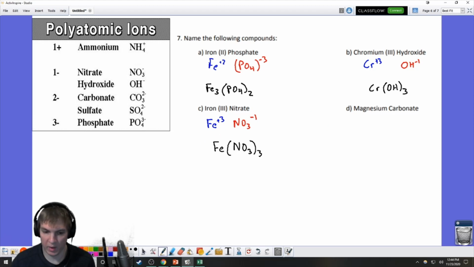All right, and then finally magnesium carbonate. Magnesium on the periodic table, I don't have it out with me right now, but it's in the second column, so it's going to be a +2 charge. And then carbonate here is going to be CO3, and this entire thing has a -2 charge. So +2, -2, those already balance out, so we can just write out MgCO3. And that's it for practice problem number 7.